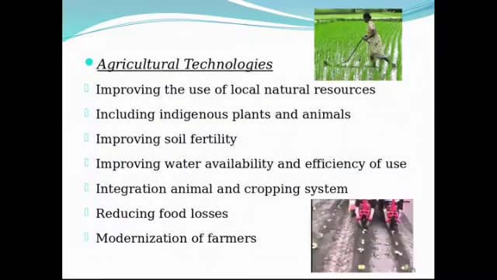So first we will be checking agricultural technology. In agricultural technology, we can use local natural resources. Then we can use indigenous plants and animals. Then we can take measures to improve soil fertility. Then agricultural land can be given proper water facilities. Then the farmers can be provided with better modernized equipment in order to increase productivity. These are the ways by which we can improve agricultural technology to develop environmental sustainability.